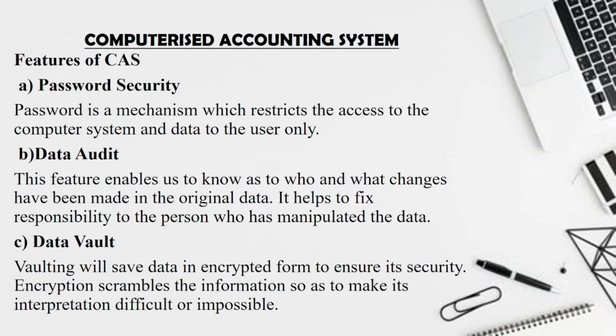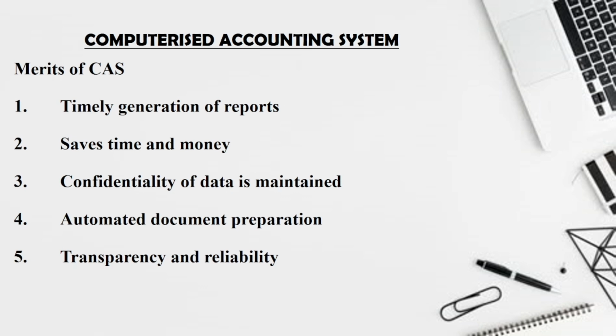The key features of the computerized accounting system include password security, data audit, and data vault. What is data audit? This feature enables us to know who has made what changes in the original data by the parties who are using the computer. Data vault means we are able to save data in encrypted form to ensure its security. Encrypted means using some codes we can encrypt or process the data.